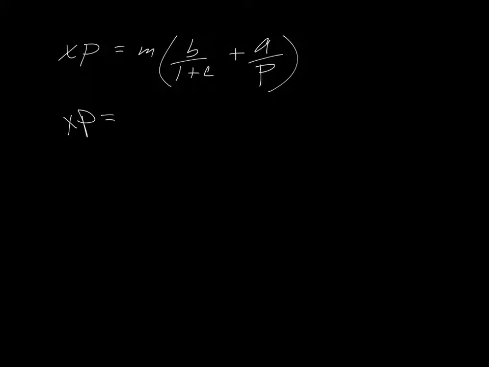XP equals M times B over 1 plus C plus A over P. Alright, so again, distribute. Well, first of all, let's see what in the heck we're looking for here. It says solve for C. So this is what we're trying to isolate. Okay, so we have MB over 1 plus C plus AM over P. Okay, trying to solve for C.